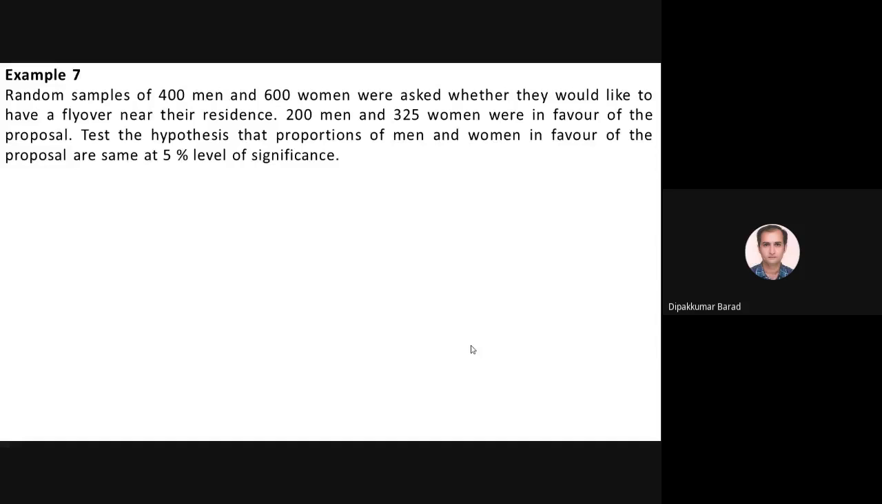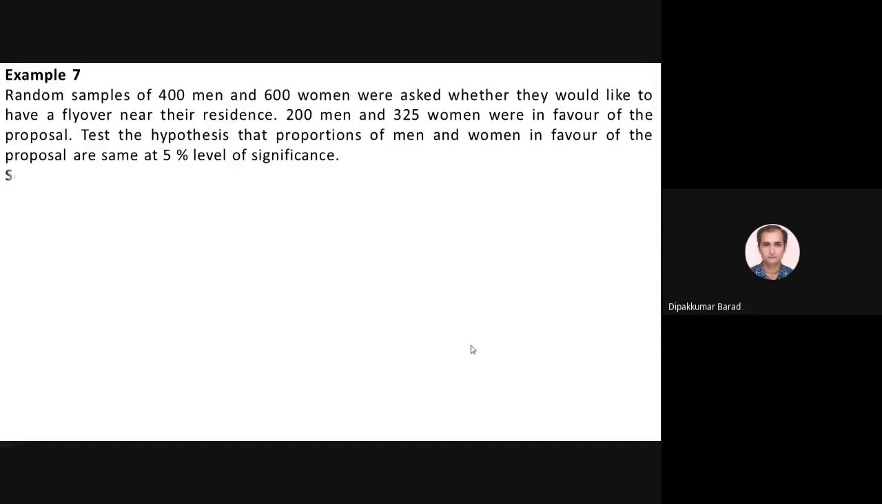Now we have to test the hypothesis that the proportion of men and women in favor of the proposal are the same at the 5% level of significance. Okay, so both have the same proportion. There is no difference between the favor of men and women to have a flyover near their residence.